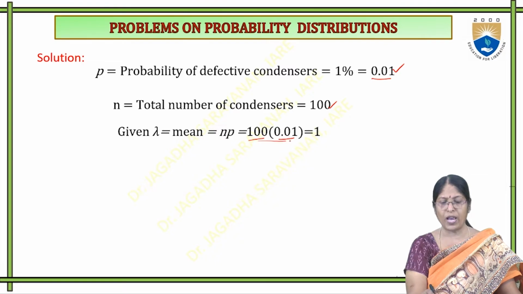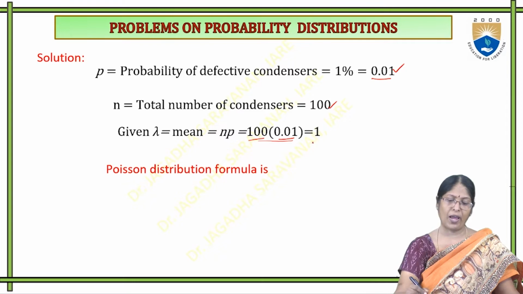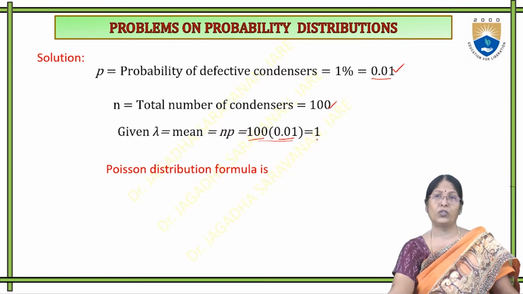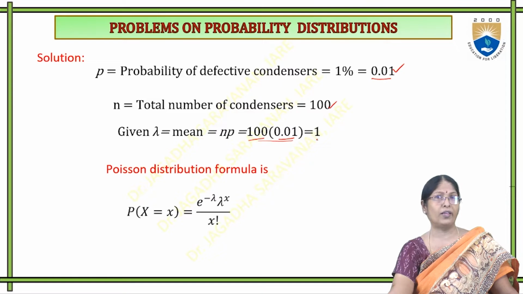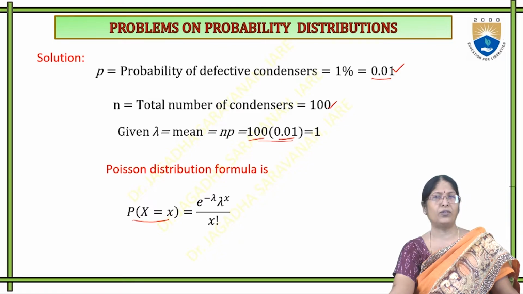Why do we have to do these calculations? Because the Poisson formula is e power minus lambda into lambda power x by x factorial. Lambda plays a role, but in the problem the lambda value is not given, so we have to find it. Lambda is nothing but np, so we obtained lambda equal to 1. So the Poisson distribution formula is P of x equals e power minus lambda into lambda power x by x factorial.